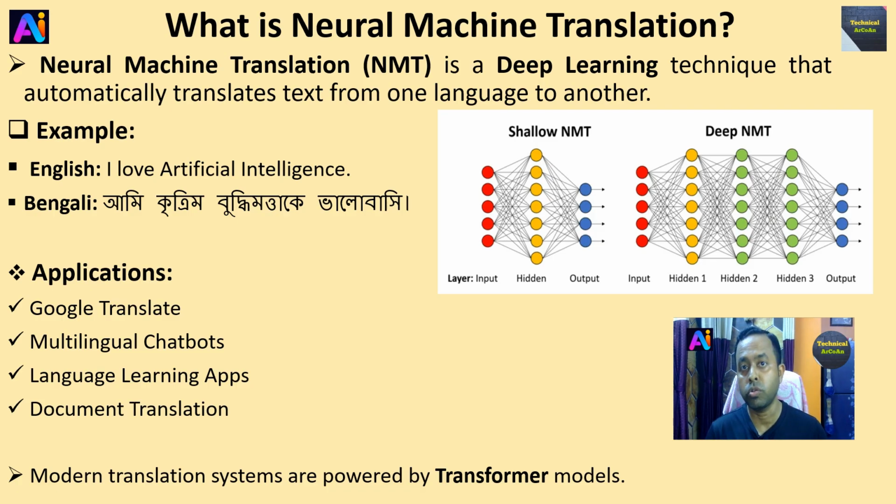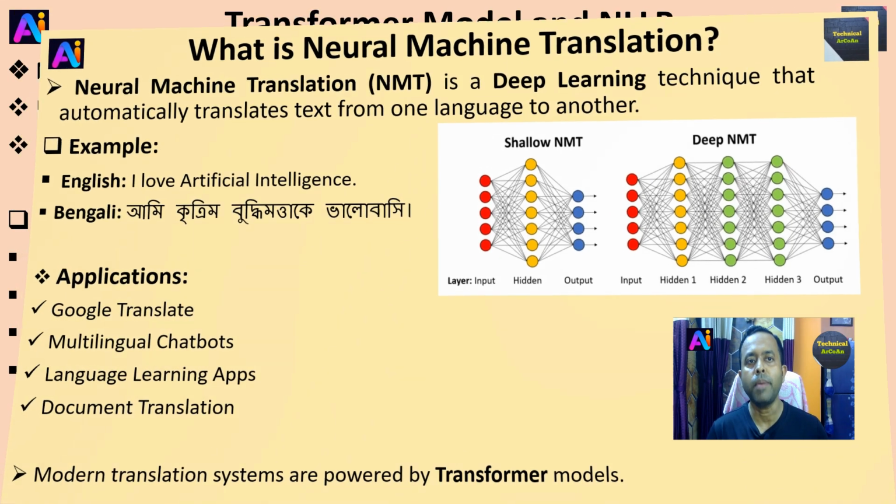Neural machine translation, also known as NMT, is a deep learning technique that automatically translates text from one language to another. For example, suppose the English sentence is "I love artificial intelligence." In Bengali it would be "Ami krittim buddhimattake bhalobashi." Applications of neural machine translation include Google Translate, multilingual chatbots, language learning apps, and document translation. Modern translation systems are powered by transformer models.